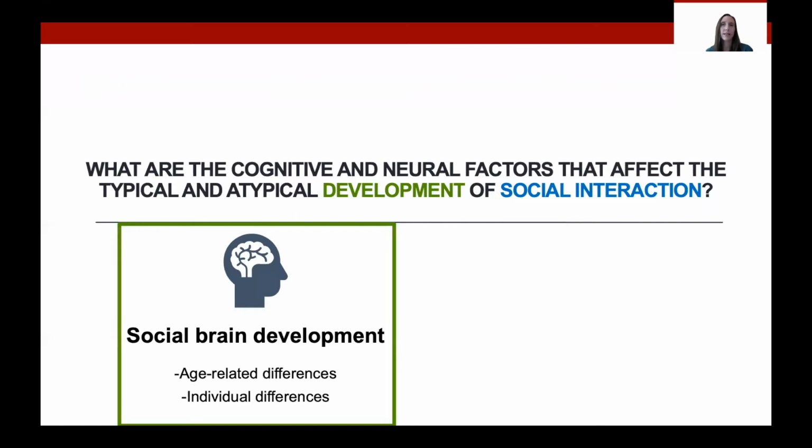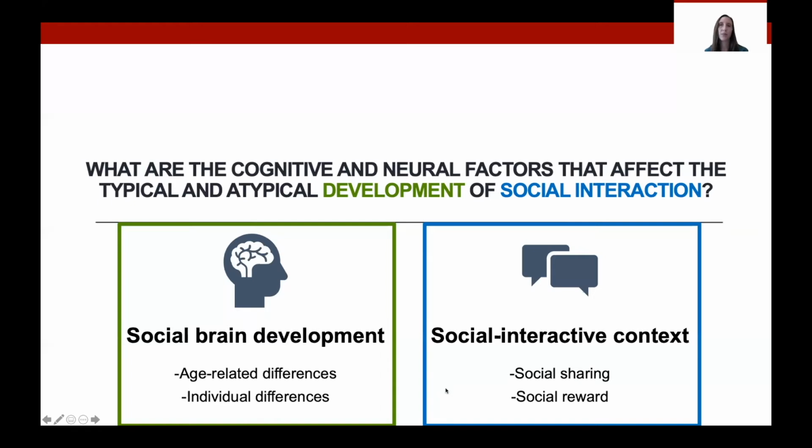First, I'll discuss insights that we've gained about the development of the social brain, focusing on how the brain processes social stimuli embedded within this rich social context, and ask how does this change with age and how is it related to individual differences in social abilities. And then the second part, I will discuss work using naturalistic imaging approaches to examine how social interactive context modulates brain function and predicts individual variability in social behavior.